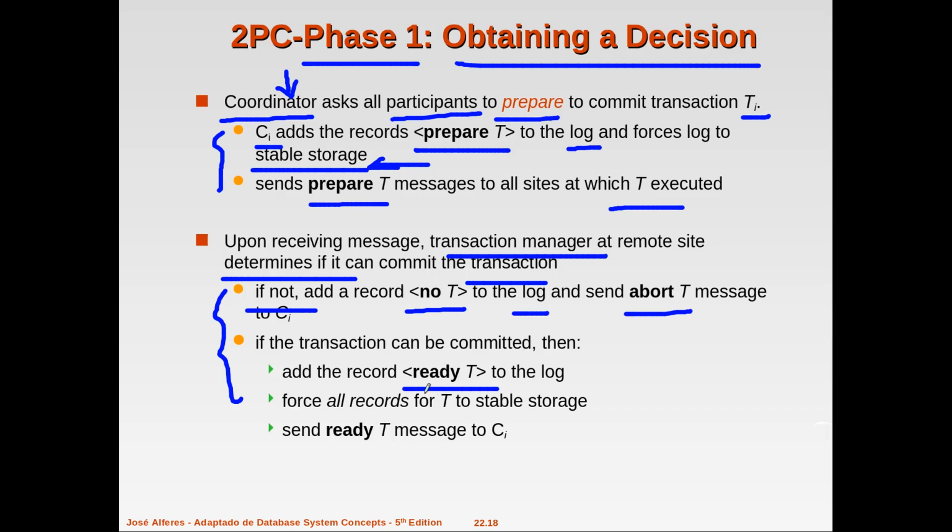If it is ready, it will add a record ready T to that site log, and it will force all records for T to stable storage. So whatever data are part of T on that transaction, all the data will be moved into the stable storage, because now it is ready to commit.